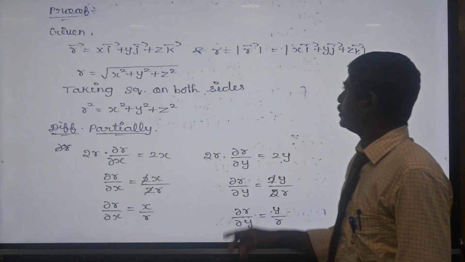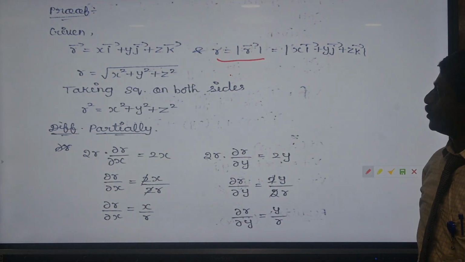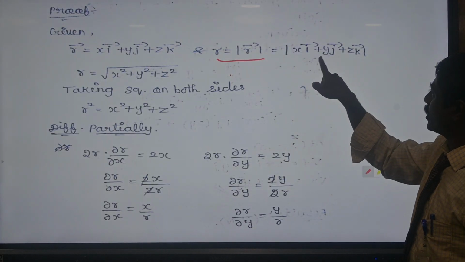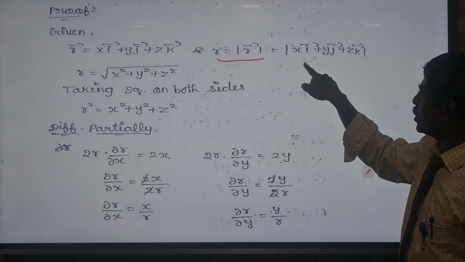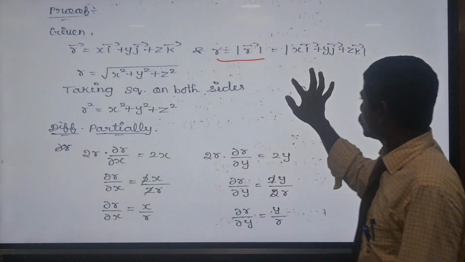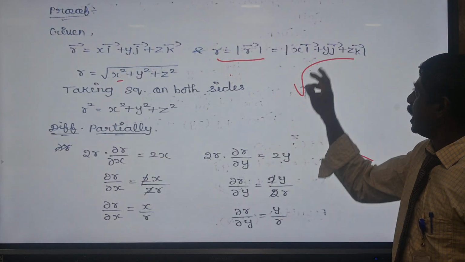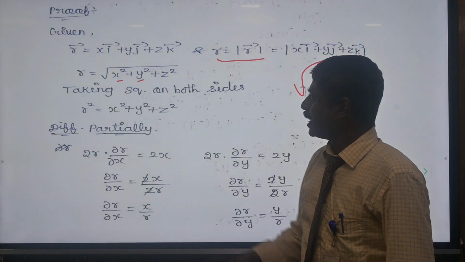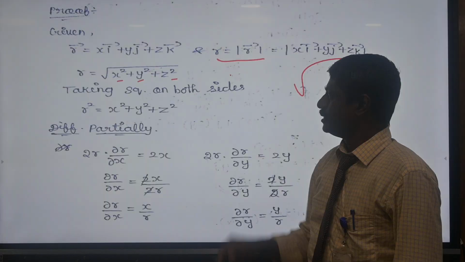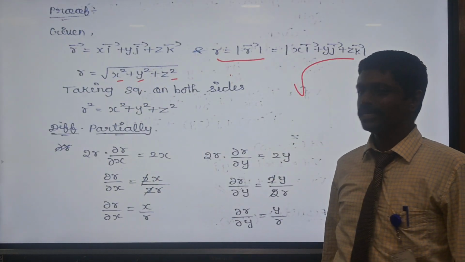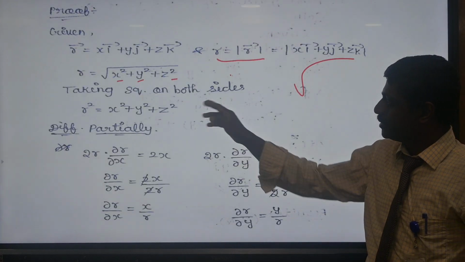R vector is given, so this is also given. R vector equal to modulus of R vector. For modulus, you just substitute the R vector value here. You know the value of the modulus of a vector: the modulus is the square root of the i coefficient squared, that is x squared, and j, that is y squared, and k, that is z squared. Now squaring on both sides, all become r squared. On the right hand side, square root and square will cancel.